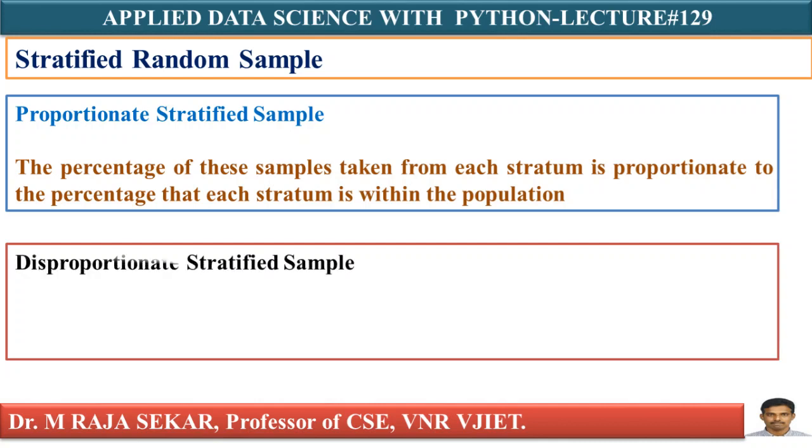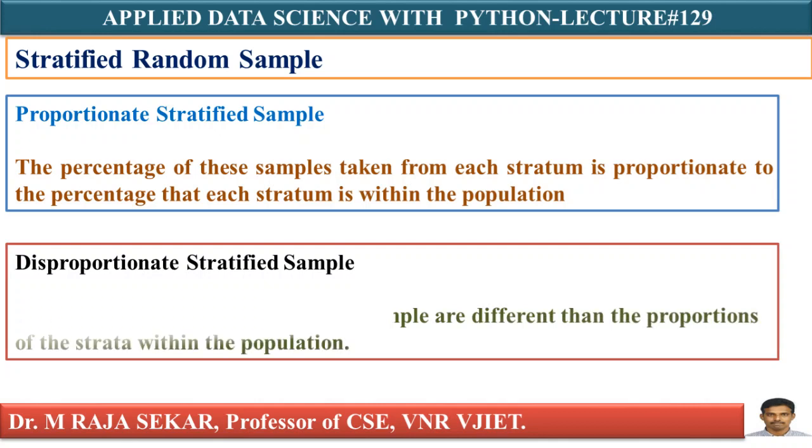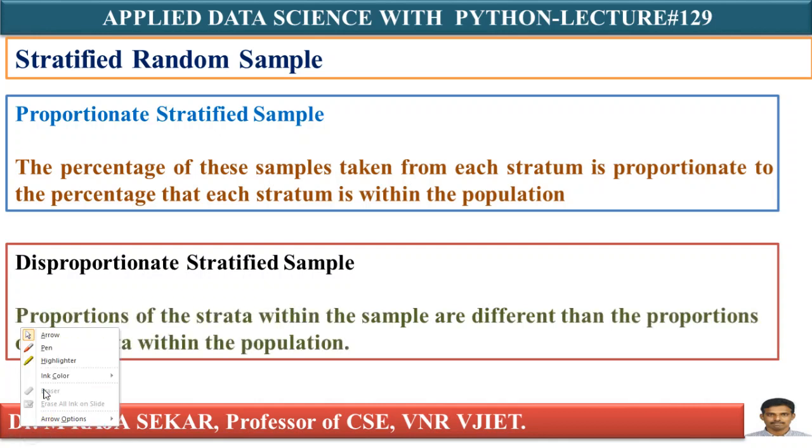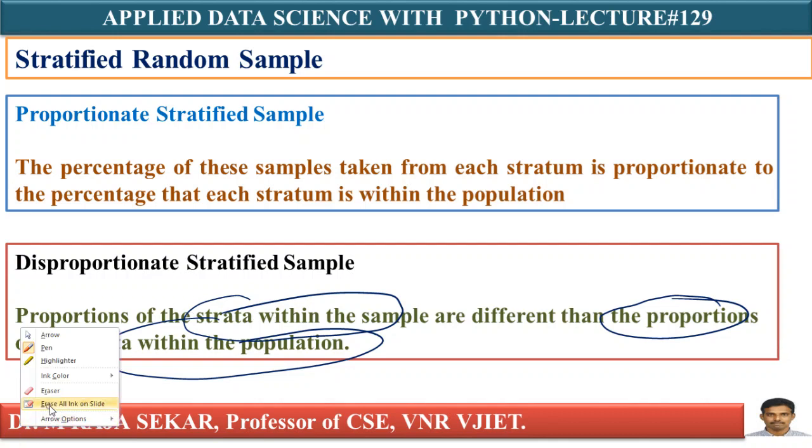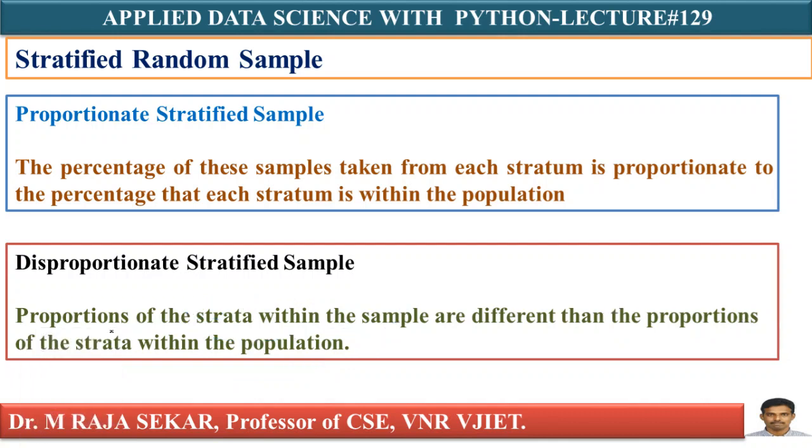There may be disproportionate. Disproportionate, the name itself says, means the proportion of the strata within the sample may not be the same. The proportion of the strata within the sample is different from the proportion of the strata within the population. There is a difference between population and strata in terms of proportions. The name itself says it, you can understand. Just go through it. These are simple and straightforward techniques.